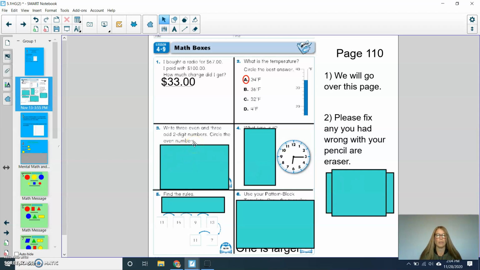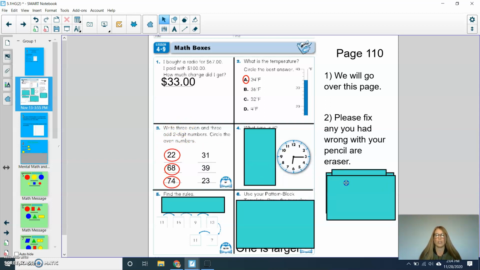For question 3, write 3 even and 3 odd two-digit numbers. Circle the even numbers. There's lots of possible answers for this one. You just need to make sure that each of your numbers just have 2 digits. So notice how all of mine just have 2-digit numbers. And so I have 22, 68, and 74. These are my even numbers that I circled. And then 31, 39, and 23 are my odd numbers.